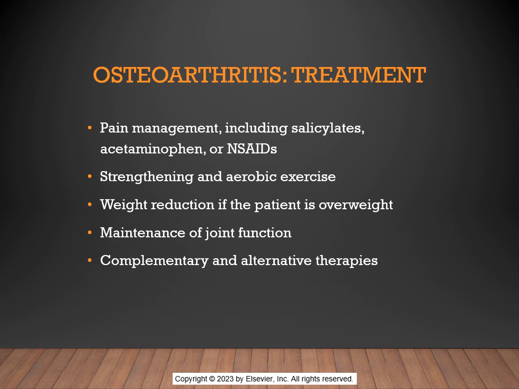Treatment consists of pain management, strengthening and low-impact aerobic exercise, weight reduction if the patient is overweight, and maintenance of joint function. Salicylates, acetaminophen, or NSAIDs can be used. Corticosteroid injection into the arthritic joint may be performed if oral medication does not control the problem. The hip and knee are the most common sites for joint replacement related to osteoarthritis.